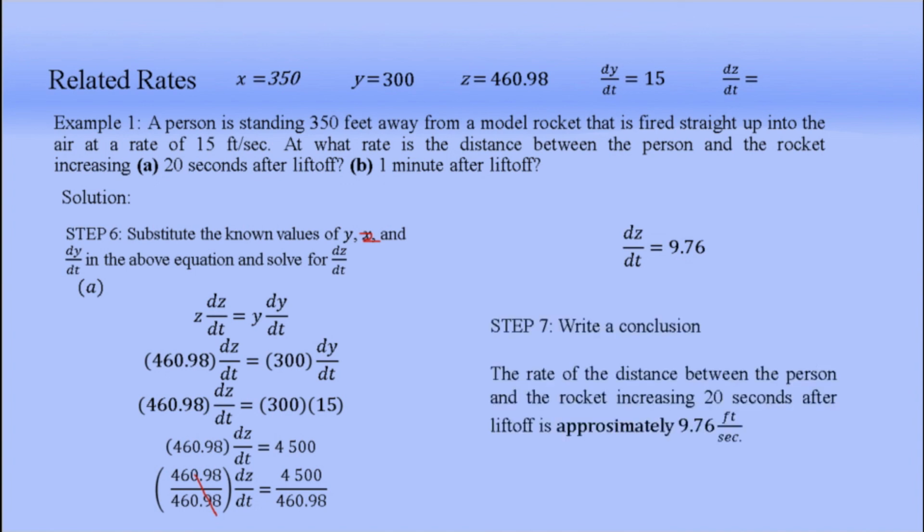Okay, step 7 is write a conclusion. So the conclusion for A is that the rate at which the distance between the person and the rocket is increasing 20 seconds after liftoff is approximately 9.76 feet per second. Now we're going to solve for B.